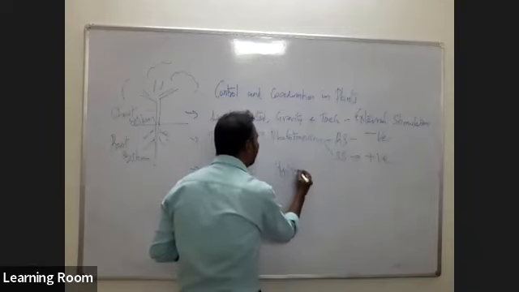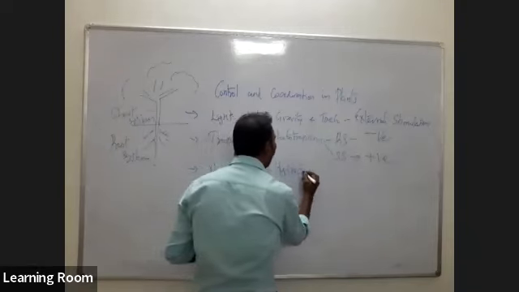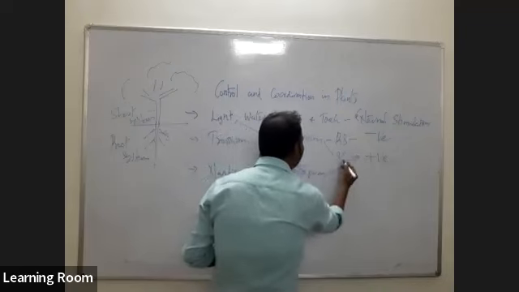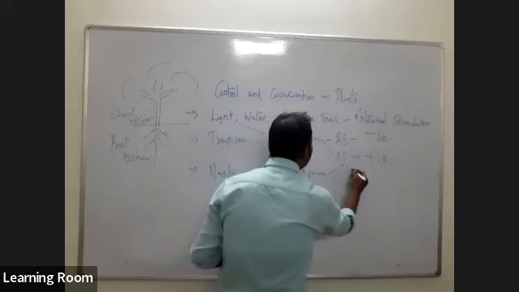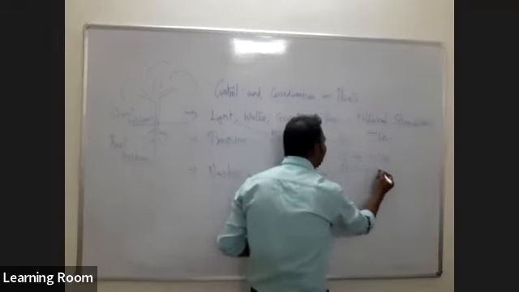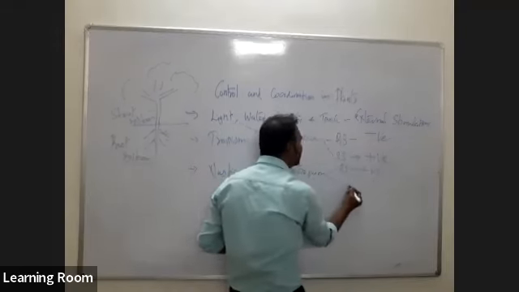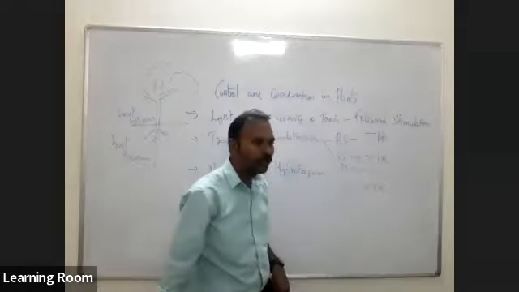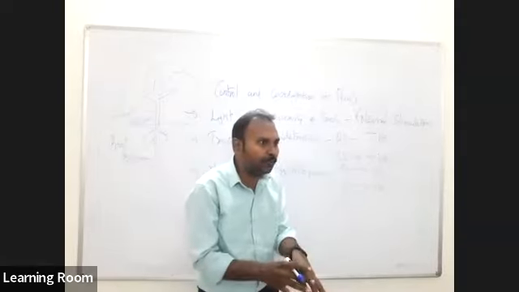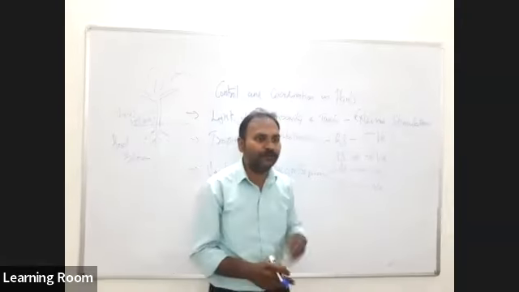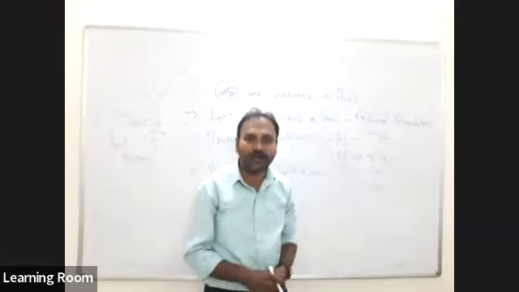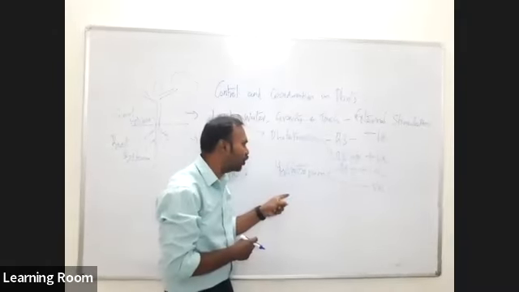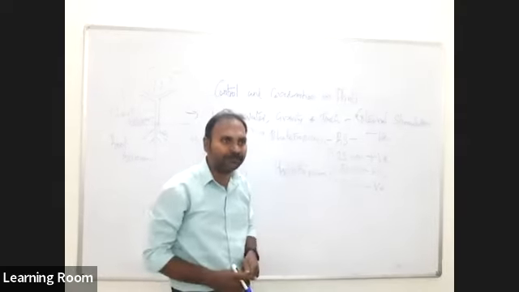Now, water. It is called what? Hydrotropism. Movement towards water. Here it is the opposite. Root system shows positive hydrotropism. Shoot system shows negative hydrotropism. You agree with me? Root moves towards the water. Shoot moves away from the water. So opposite directions. This is clear? That is called what? Hydrotropism.